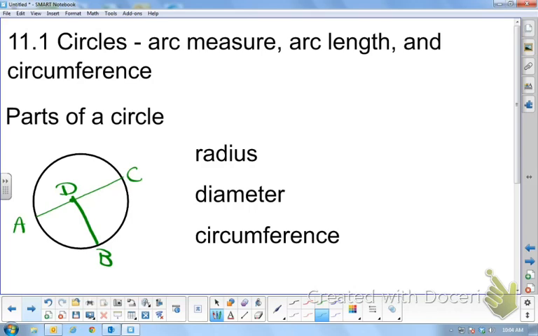So according to the way this circle is labeled, it would be called circle D, because we always label it by the center point. And just like with a triangle, you have to actually draw a small triangle out front to say, hey, we're talking about a triangle. We would talk about circle D.